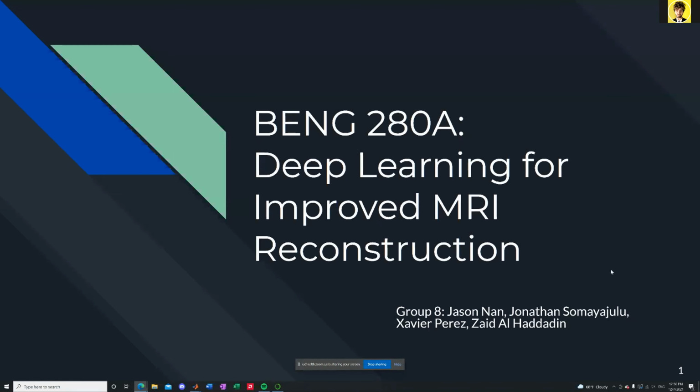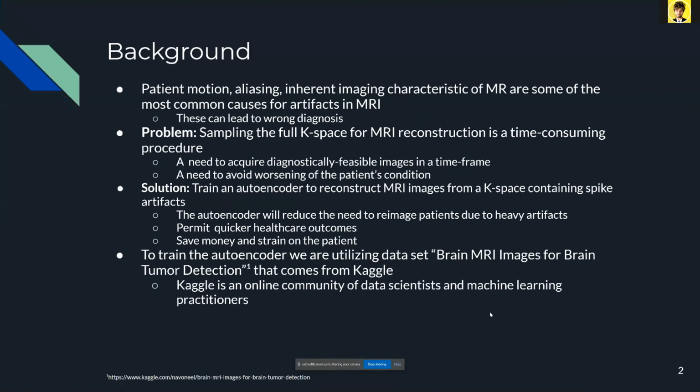Awesome. Hello, everyone. Our project is on deep learning for improved MRI reconstruction. Our group members are Jason, Jonathan, Chavi, and myself, Zaid. So for some background, MRI reconstruction is a time-consuming procedure because we need to sample the k-space.